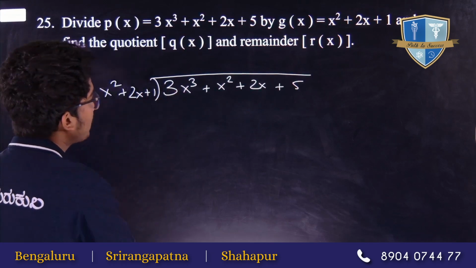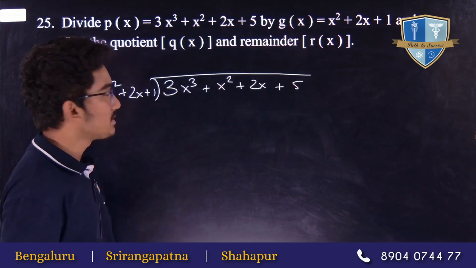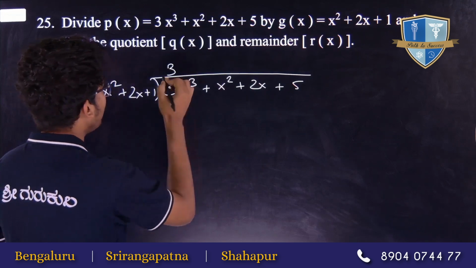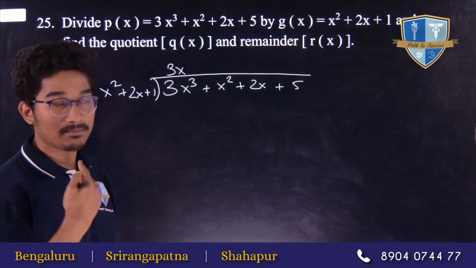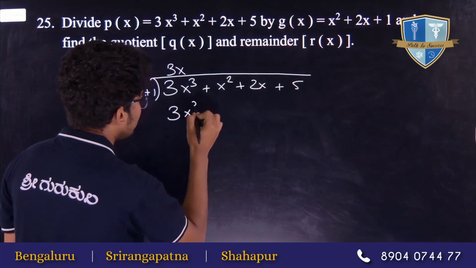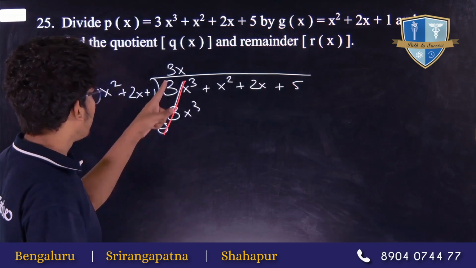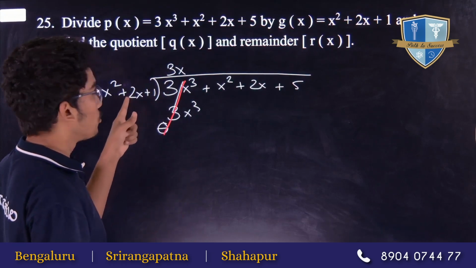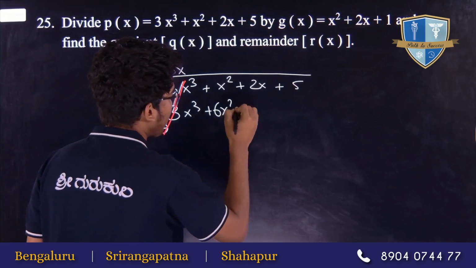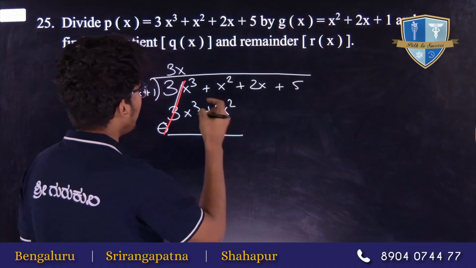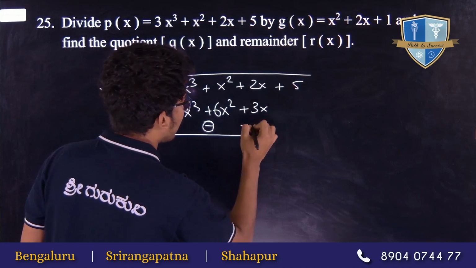So in the long division method, we are supposed to eliminate terms one by one. So first, to eliminate 3x cube, we will multiply this term with 3x. So 3x into x square will become 3x cube. So yes, 3x cube, it got eliminated. Correct. Now this will multiply with the x term as well. So 3 into 2 is 6, and x into x is x square. So plus 6x square, negative, and 3x will multiply with 1, we will get 3x and negative.